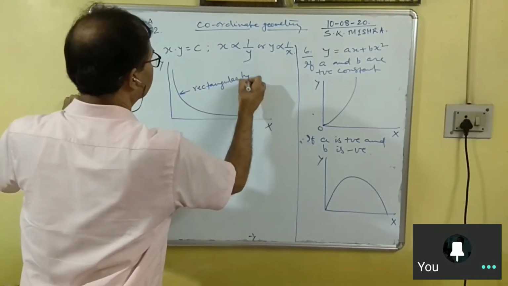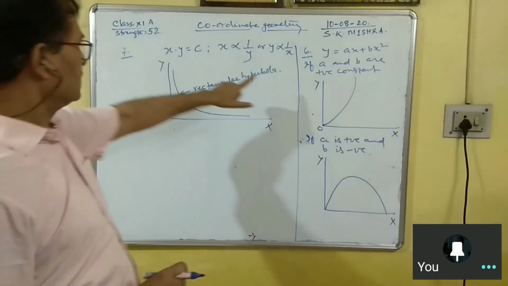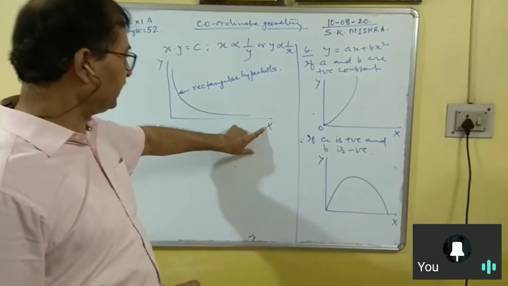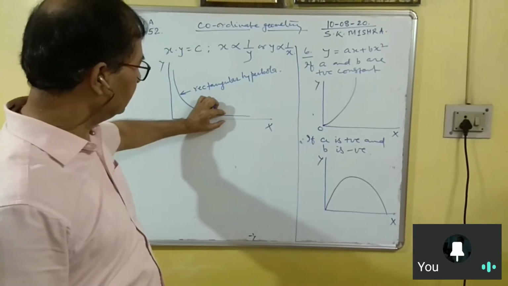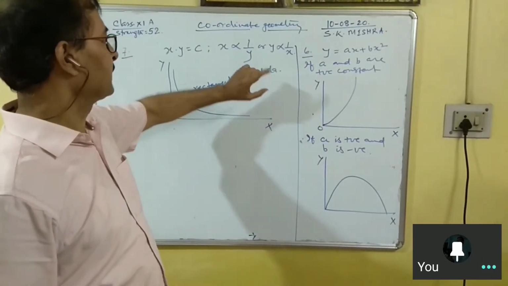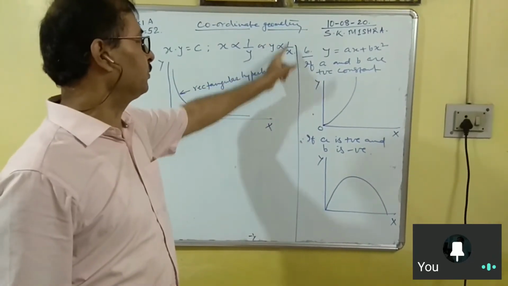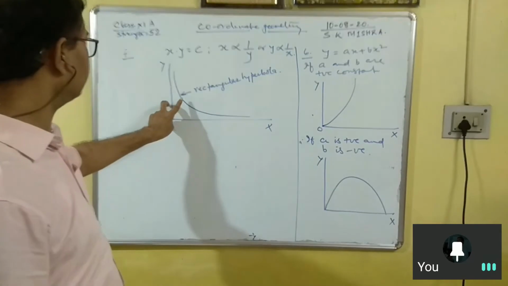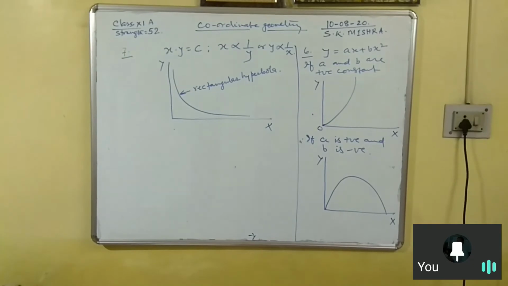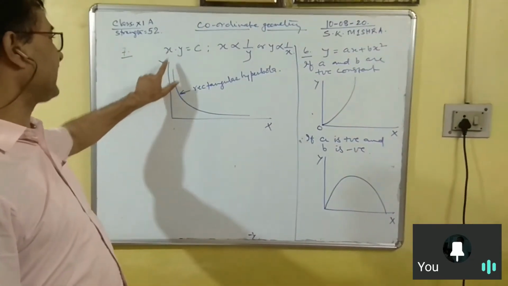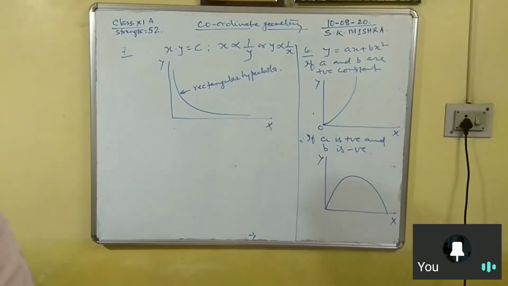Rectangular hyperbola. So at x is equal to infinity, y will be 0. That's why these two lines go parallel to each other. And the moment you put x 0, then y will be infinity. 1 by 0 is infinity. It means this side it is going parallel to the y-axis, because this line will meet the y-axis at infinity. It means these two lines will go parallel. So this is a rectangular hyperbola.